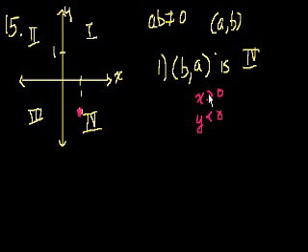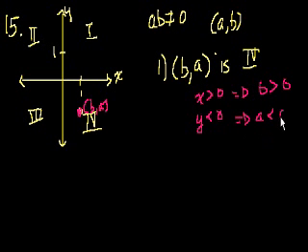So if (B, A) is in quadrant 4, in this case B is playing the role of x. This is the point (B, A). So that tells us that B has to be greater than 0. And because A is playing the role of the y coordinate here, A has to be less than 0.